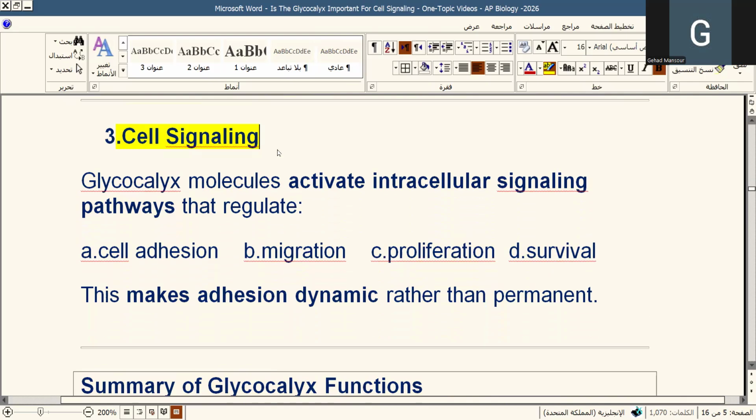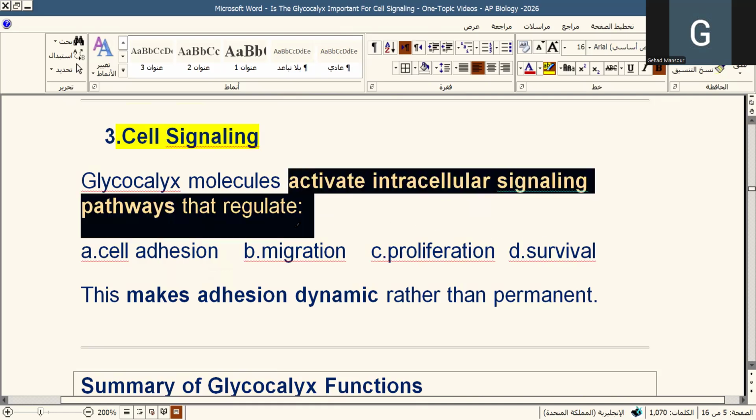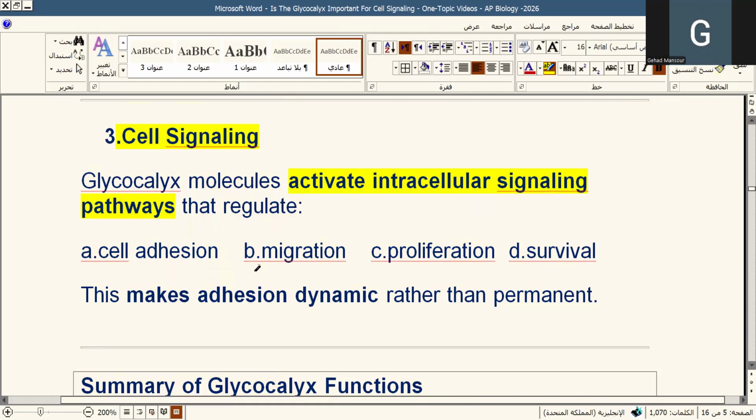The glycocalyx is also important for cell signaling. Some glycocalyx molecules will help activate certain chemical or biochemical pathways inside the cell, and we will see how. And these biochemical pathways will help in cell adhesion at the end, because you know that every intracellular signaling pathway or biochemical pathway inside the cell should end up in a cellular response.